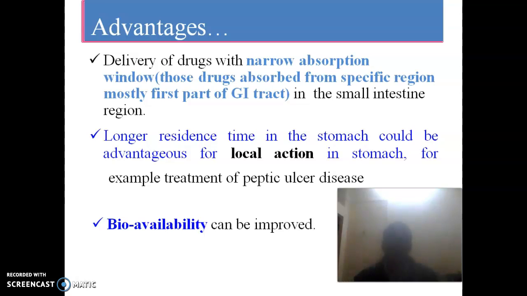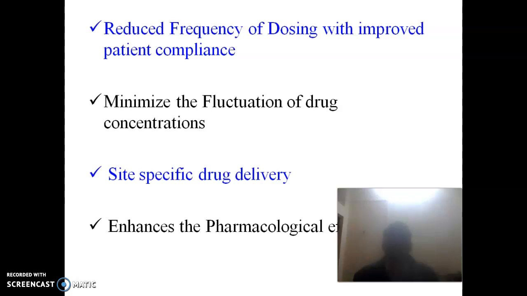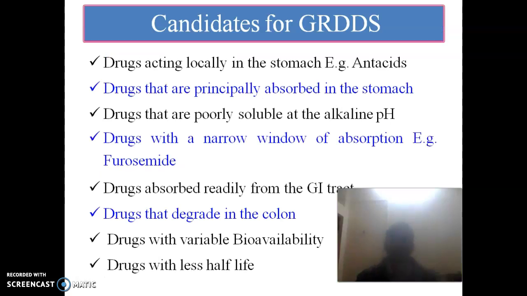Third is bioavailability can be improved. Bioavailability can be improved means we are keeping our dosage form in the stomach region. Therefore, the final output is an increase in bioavailability. Then next is reduced frequency of dosing with improved patient compliance. Yes, because we can reduce the frequency. If we are taking 3 tablets per day, we can reduce the dose, we can prepare controlled release, and we can reside that dosage form in the stomach region. Then minimize the fluctuation of drug concentration. Fluctuation can be minimized. Site specific, because we are targeting especially the stomach region, and enhanced pharmacological effect. So these are some advantages of this.